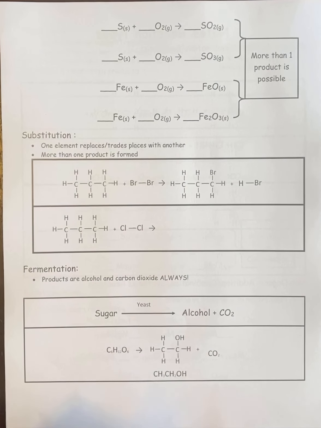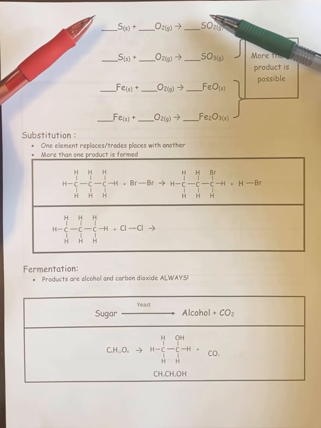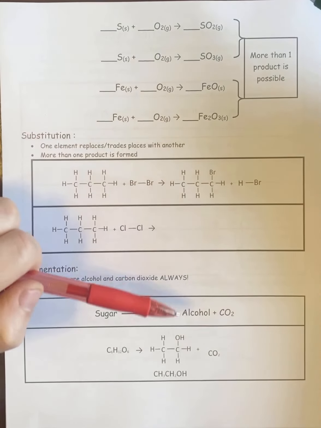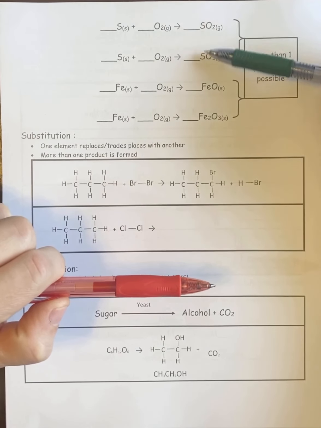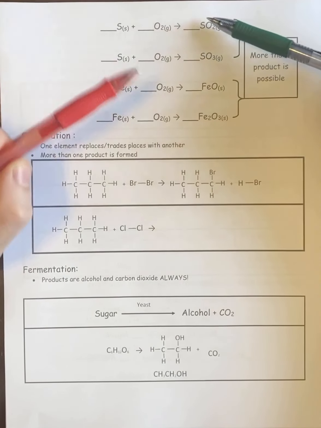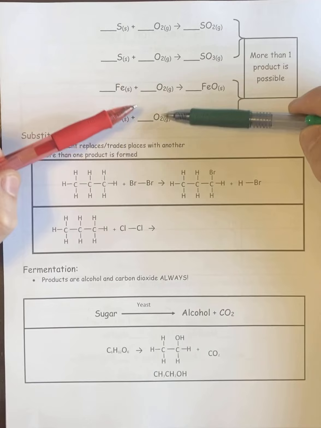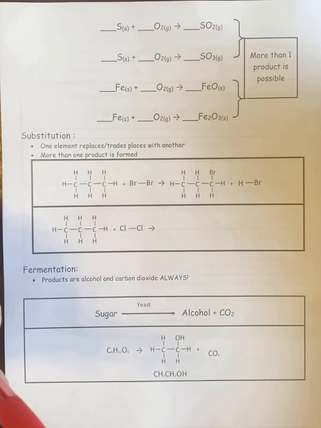inorganic addition. They're pretty simple. 2 becomes 1, 2 becomes 1, 2 becomes 1. You get the idea. Now, if you notice, more than one is different: here I have S and O2, and they make SO2, and here I have S and O2, and they make SO3. Same thing with the Fes and Os. More than one product is possible, but again, we don't really care about that because it doesn't really matter. We just need to know if it's addition or not, and that's pretty much it.